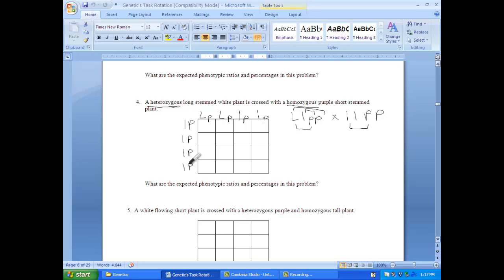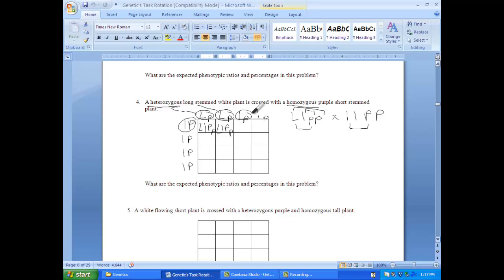Okay? So now, again, I'm going to say the same thing I've been saying. If this sperm cell fertilizes this egg cell, we are left with the genotype of big L, little l, big P, small p. If this sperm cell fertilizes this egg cell, we are left with big L, big P, small p.